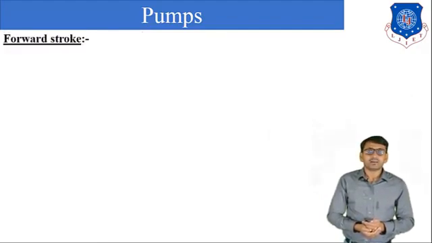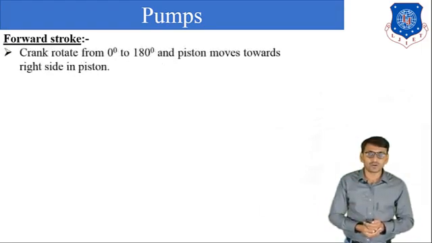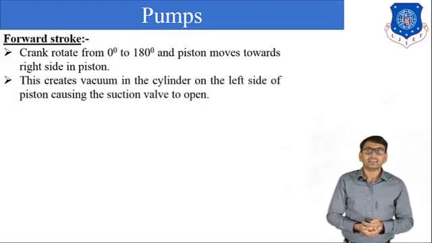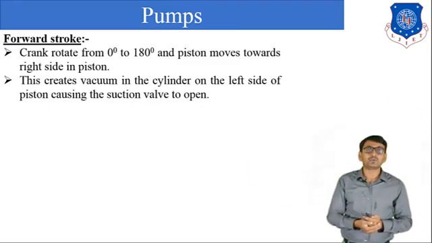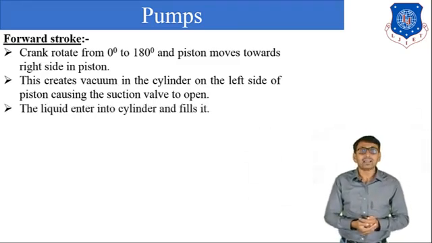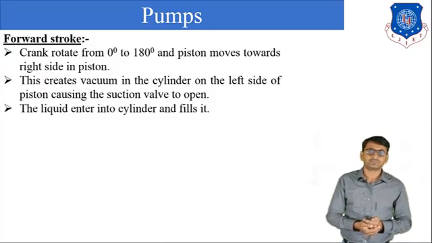Now one cycle is completed in two strokes. First one is the forward stroke. The crank rotates from 0 to 180 and the piston moves toward the right side in the cylinder. This creates vacuum in the cylinder on the left side of the piston, and due to this the suction valve opens and water enters the cylinder through the suction pipe, and the cylinder is completely filled with water.